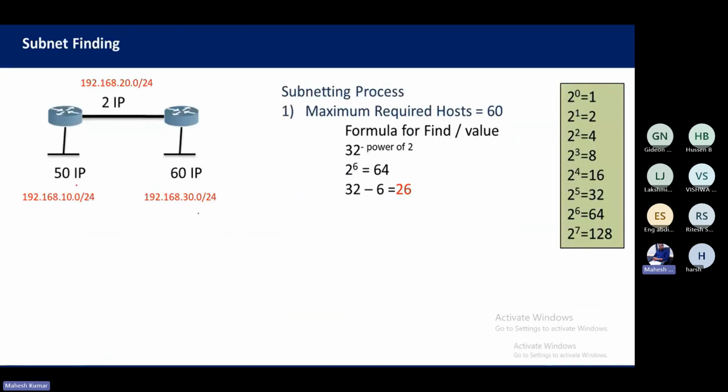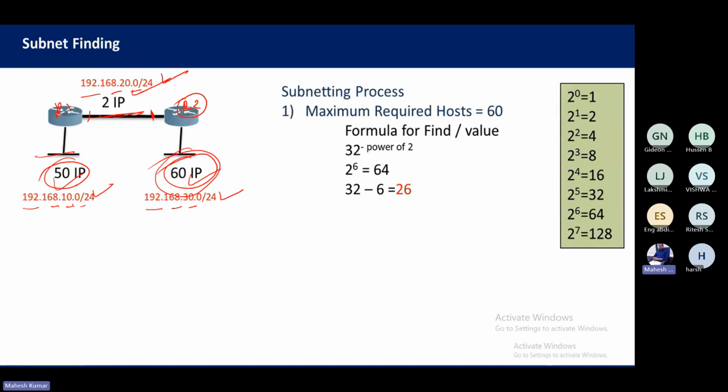Let's suppose there is router 1 and router 2. Again, I'm telling you, on both interfaces we need to assign IPs in the same range, because both are connected directly. Whenever directly connected devices are connected, the network should be in the same range. And we have local area networks: 50 users on this side, 60 users on this side. For that I'm using 192.168.10.0, 192.168.30.0, 192.168.20.0, three different networks to fulfill my requirement.